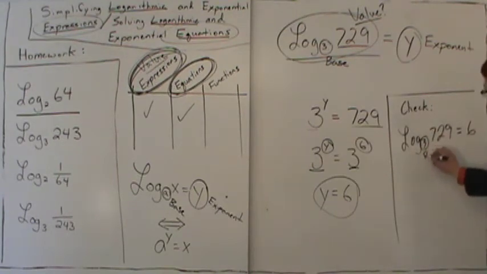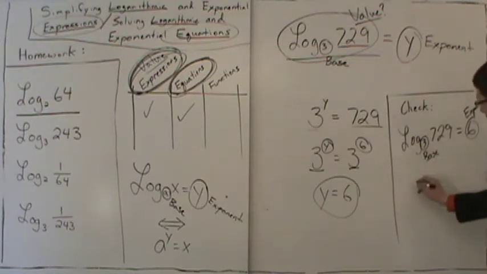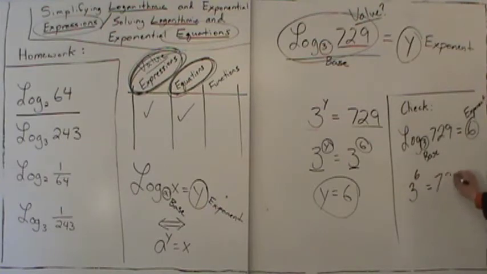Circle the 3. 3 is the base. Circle the 6. 6 is your exponent. And we're going to write what? 3 is the base, 6 is the exponent. 3 to the 6th power equals what? 729. Let's check and see if this is true.